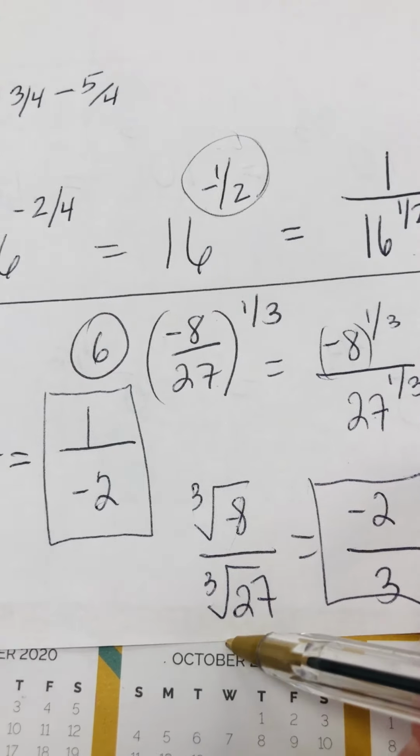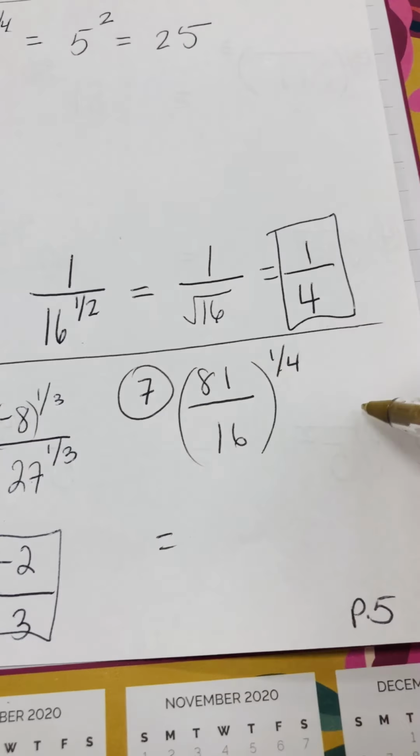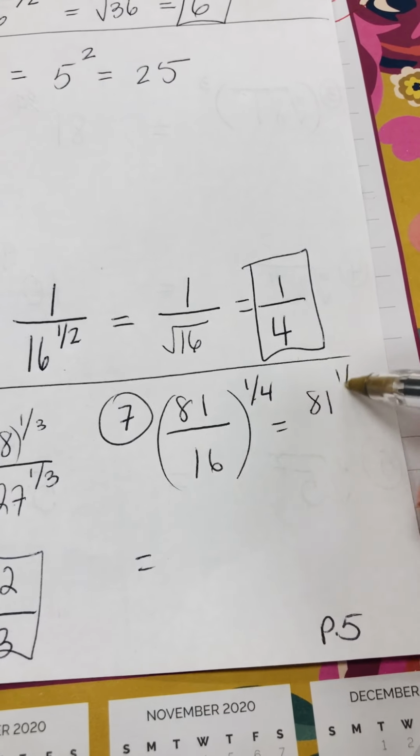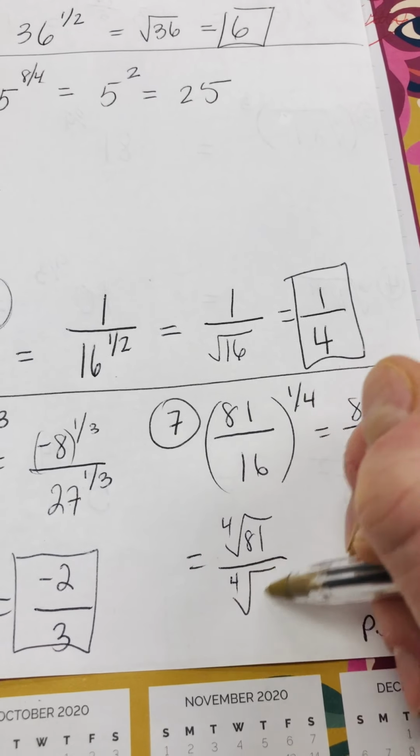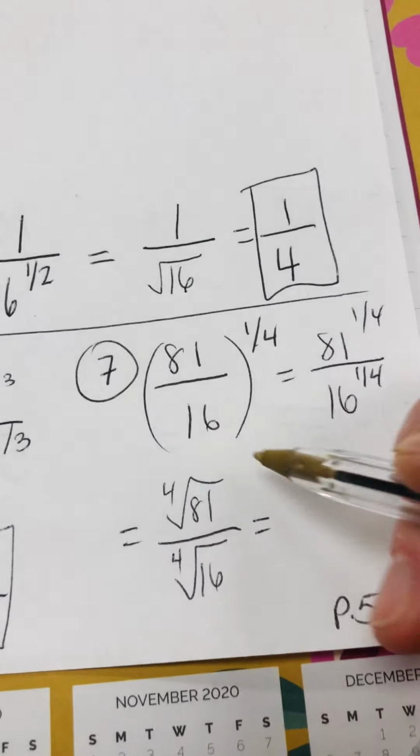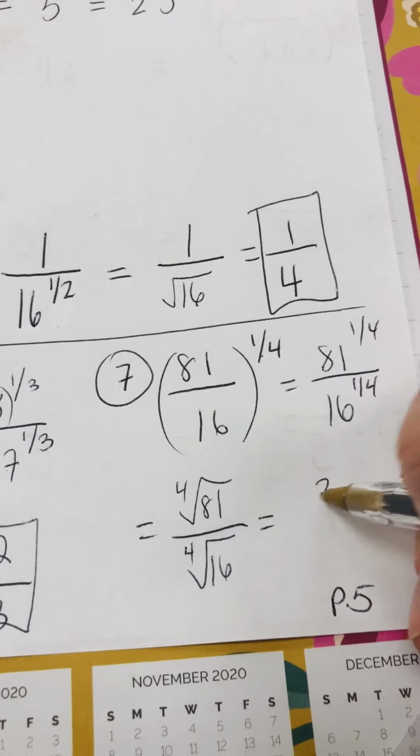All right, and then the last one, this is the 4th root. So this is equivalent to 81 to the 1/4 over 16 to the 1/4. That means 4th root of 81 over 4th root of 16, and eventually you'll get really used to these. The 4th root of 81 is 3, the 4th root of 16 is 2.